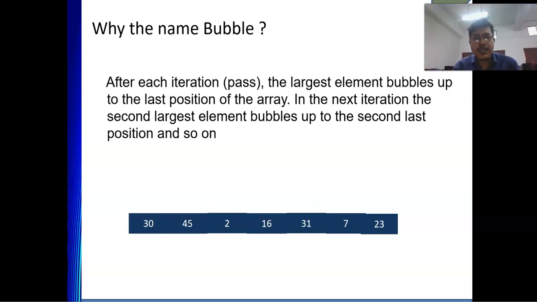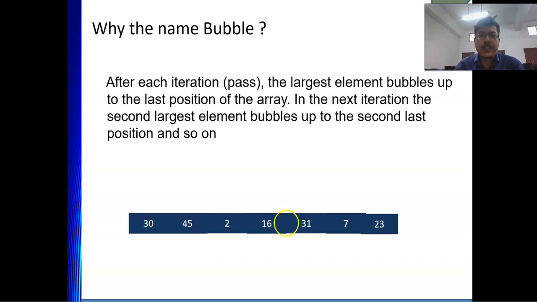The same thing happens in bubble sort. What exactly is that we try to find the largest or smallest element and push it to the end. Similarly, the second largest we push to the second end. As a result, it appears like a bubble coming up, and hence the name bubble sort.